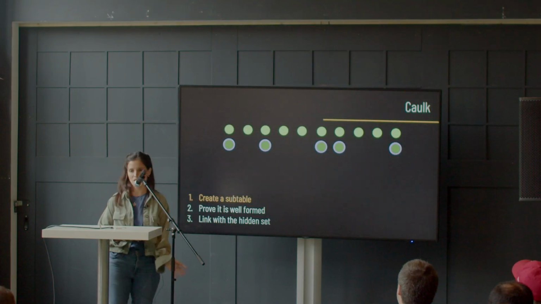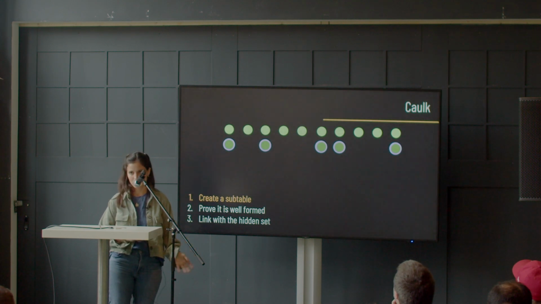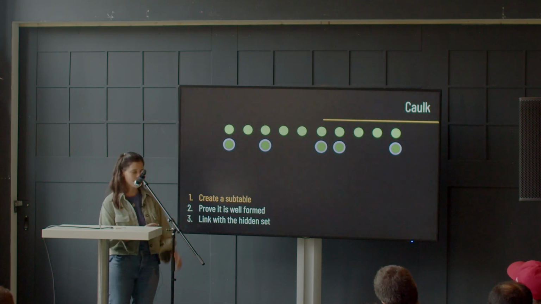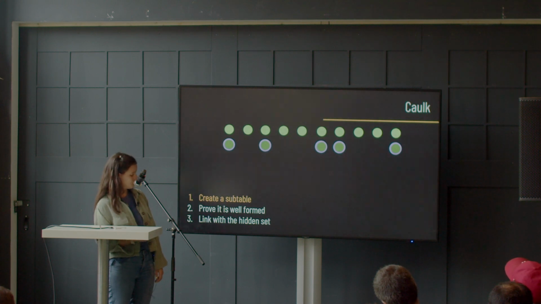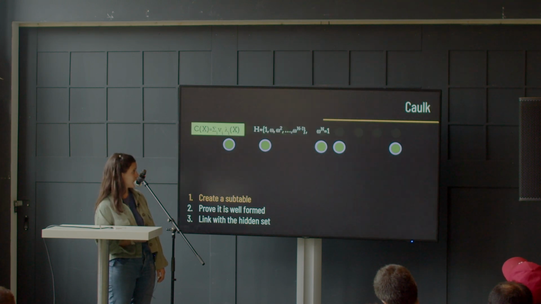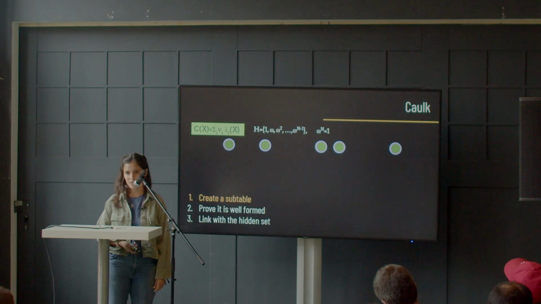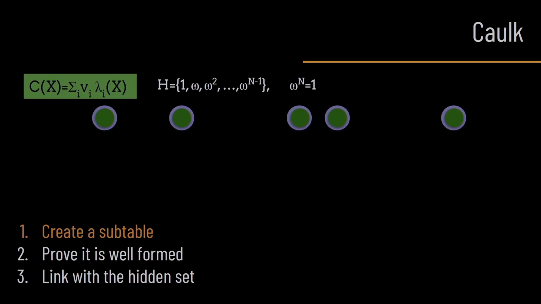So how do we actually follow this recipe in Caulk? Let's talk about concrete stuff. To create a subtable, first we use KCG commitments to polynomials that encode the vectors with Lagrange interpolation. So for the big table, we need a set of Lagrange polynomials of degree n-1 that will correspond to a set of roots of unity of size n.